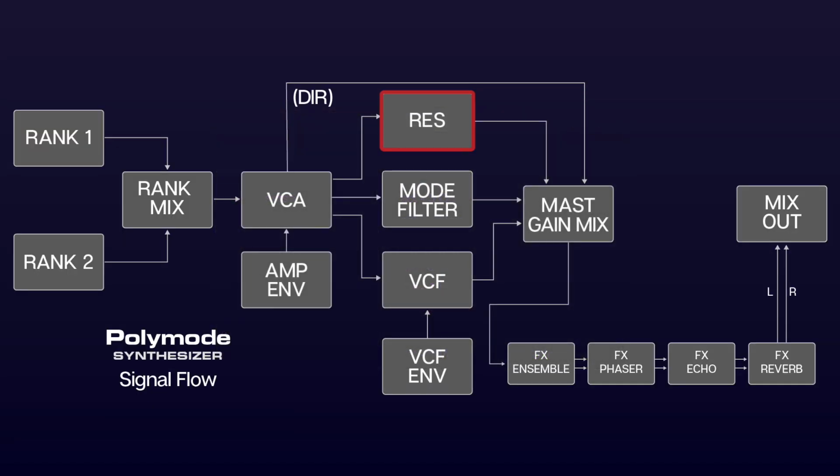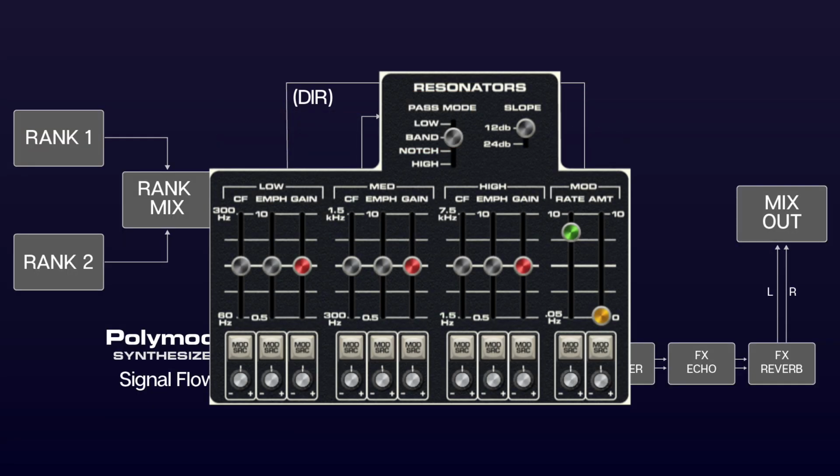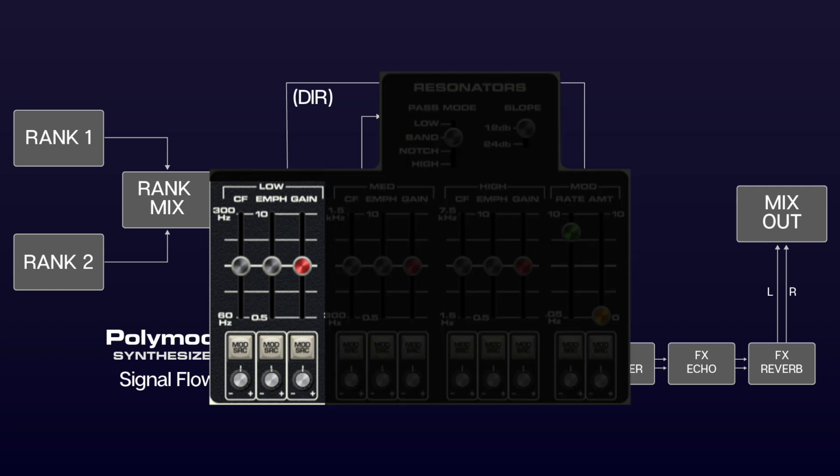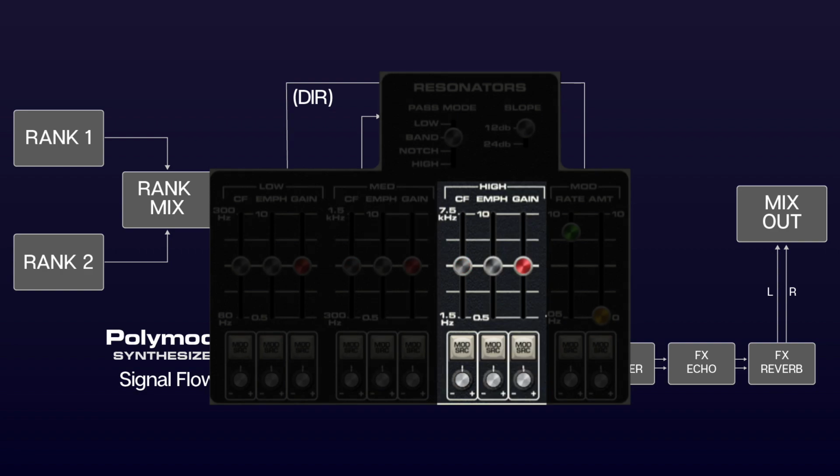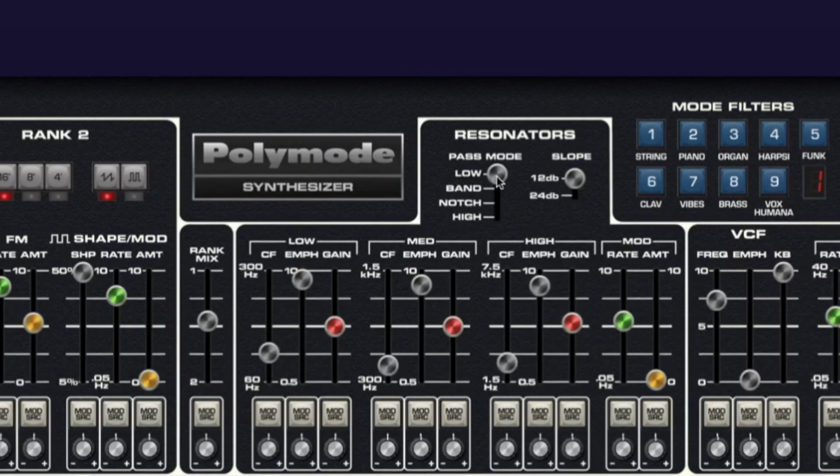The Resonator section is Polymode's most interesting and unique filter. We won't get super deep into it here, but basically speaking, it consists of three parallel state variable filters, with each one covering a portion of the audio spectrum, divided into low, medium, and high frequencies. These can be set to be low-pass, bandpass, notch, or high-pass filters, with two filter slope choices, and the controls have a lot of modulation options. As you may have guessed, the Resonator section can make a lot of different sounds, and it's probably worthy of an entire video of its own.